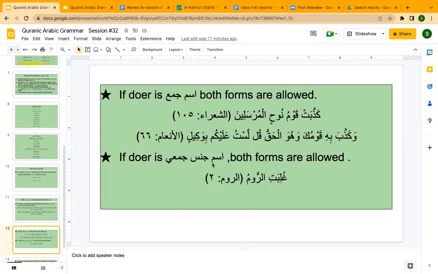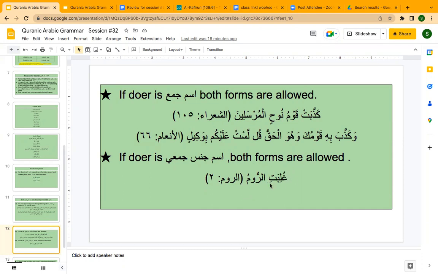For example, the singular for room is roomi. Okay? Roomi. So you just removed that ya and you got this room. You have bakara, bakaratun. If you just remove the tamarbuta and you say bakara, it is going to be your plural. So that kind of plural that is made by removing tamarbuta or ya is called ism jins jami. And for that plural, also both forms are allowed.